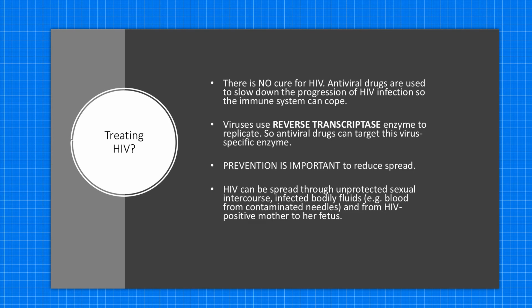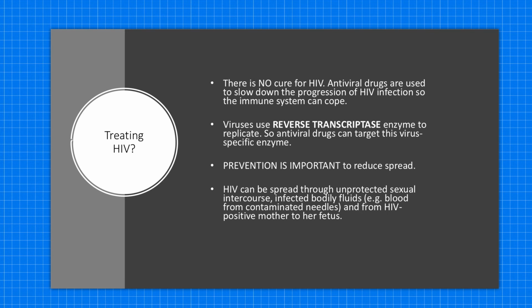So currently there is no cure for HIV. There's no vaccine and no drugs that will cure you. However, you can use a variety of drugs to reduce the HIV taking over the immune system. These are called antiviral drugs, and they slow down the progression of HIV infection so the immune system can cope. So if we remember, viruses have reverse transcriptase enzymes. These are not found in other animals, such as humans, and therefore antiviral drugs can target this virus-specific enzyme.